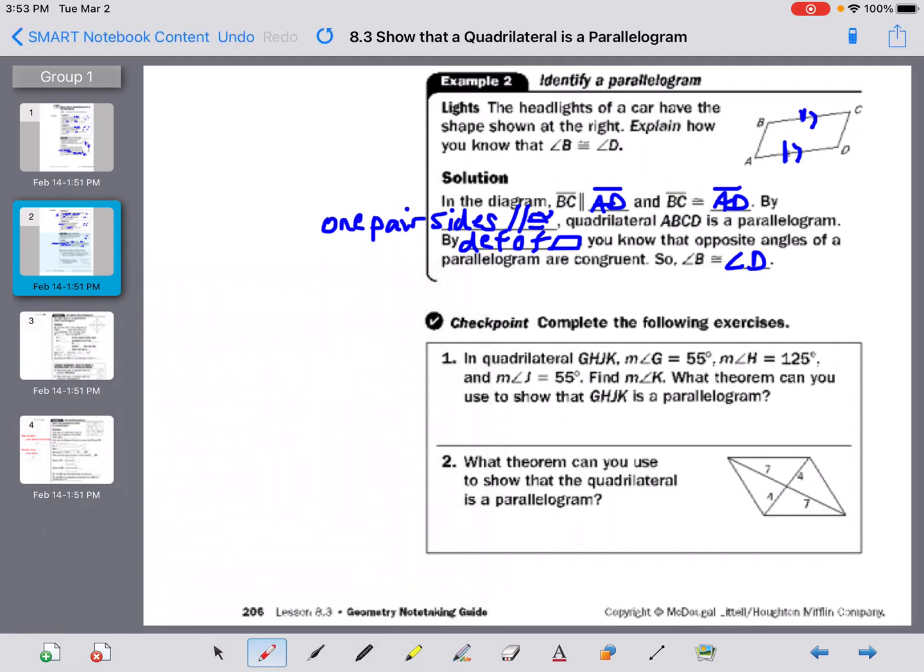All right, moving on to number 1 down here on our checkpoint. In quadrilateral GHJK, I'm going to draw a GHJK. Now, I don't know right now what kind of quadrilateral it is. It just said 4 sides. That's all it tells me. It says measure of angle G is 55. The measure of H is 125.